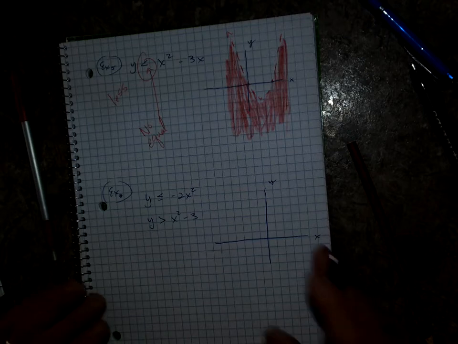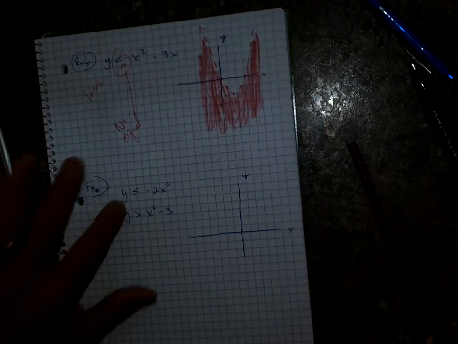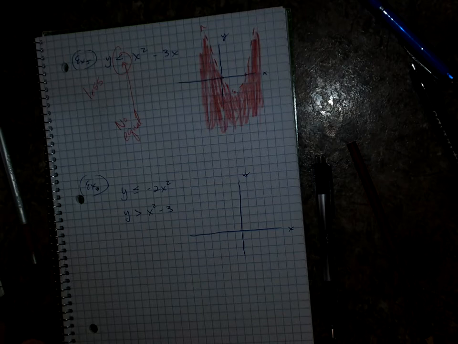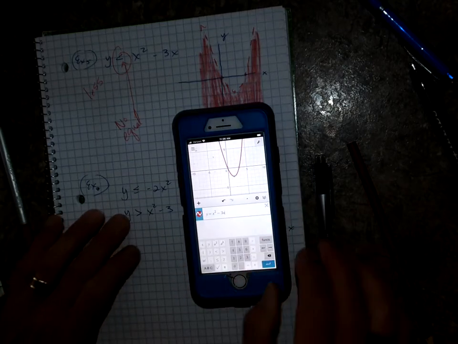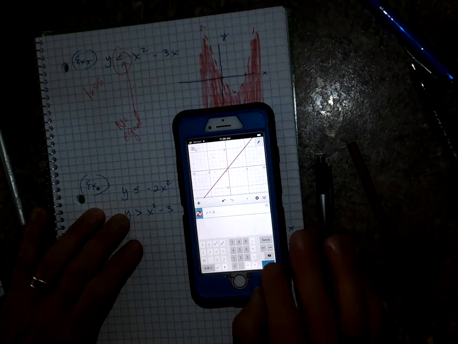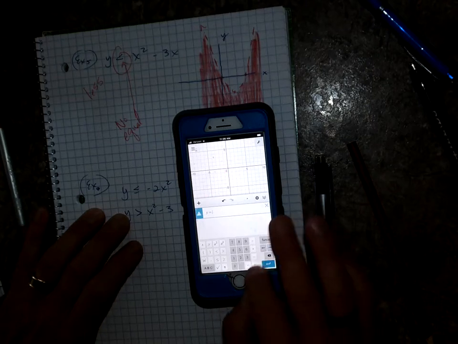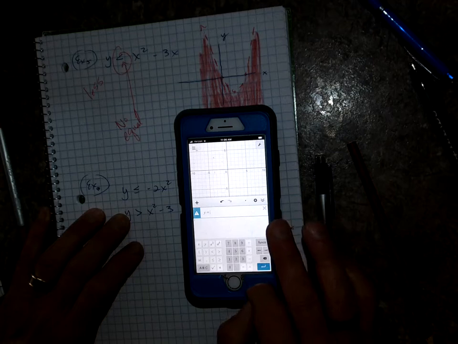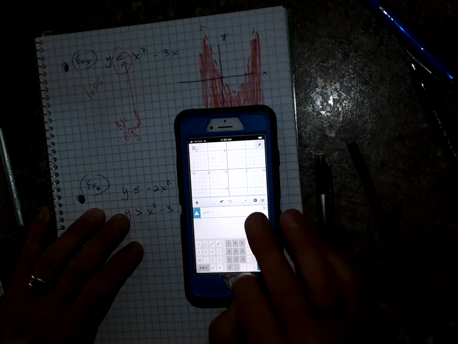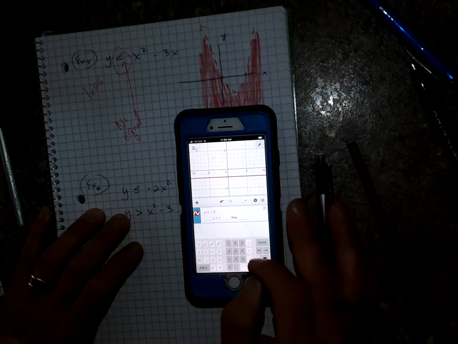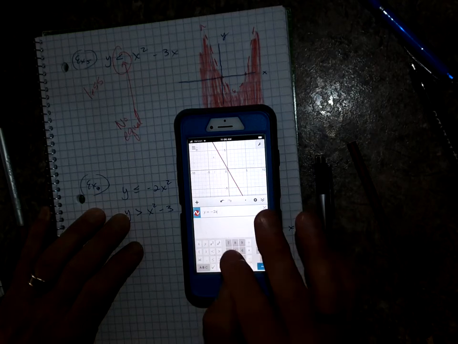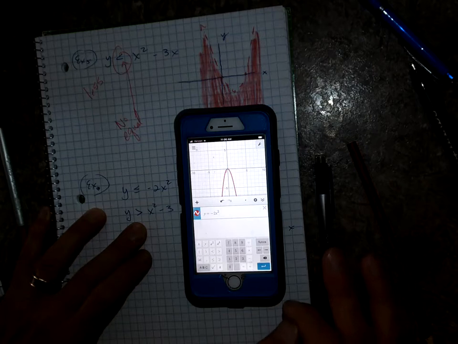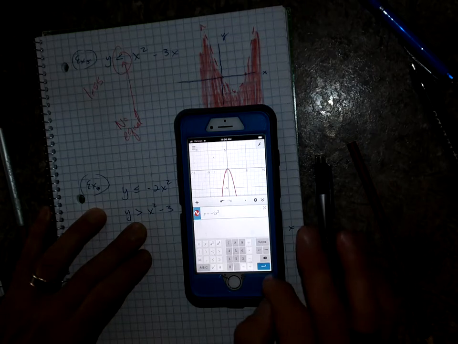So then what I'm going to do is graph the first one, and again I can use Desmos. So I can go straight to the first one. I can go negative. Does negative matter on Desmos? I guess I'll find out. Negative 2x squared. Nope, it doesn't seem to matter. There it is. And then I can put in a second equation.